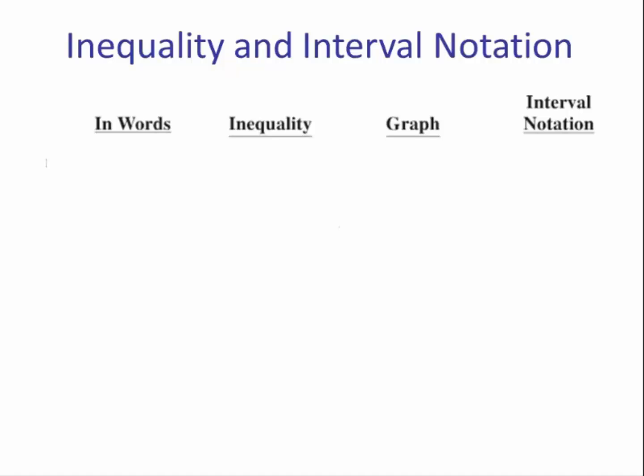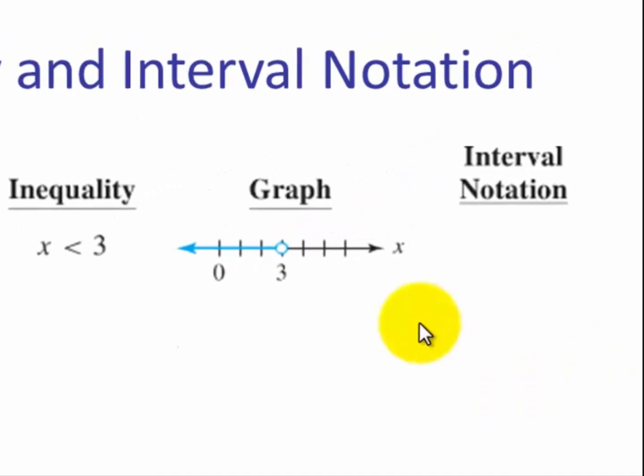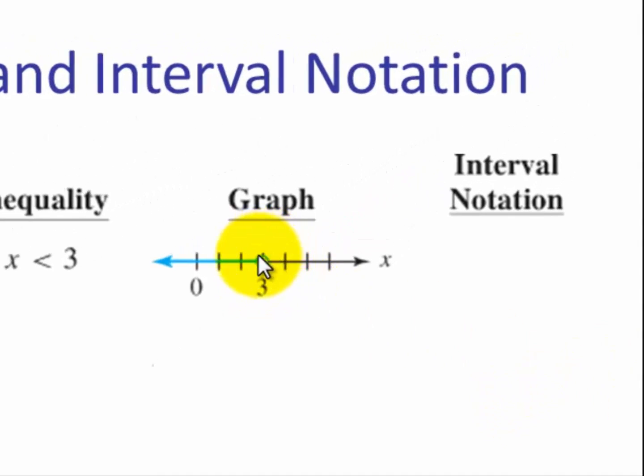Inequalities and interval notation. In words, we can say numbers less than 3. As an inequality, that would be x is less than 3. This is what the graph would look like, and at 3 we have an open circle because that is not part of the solution. It can be less than 3, but it can't equal 3. The interval notation would be from negative infinity. Remember, we start with our smallest bound and go to the largest, up to 3, but there's a parenthesis here stating that it does not equal 3.